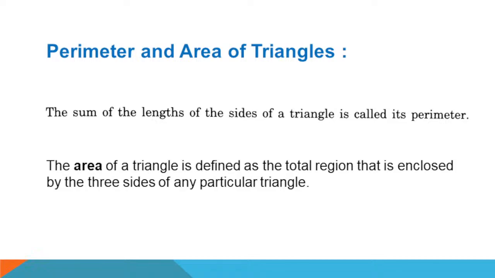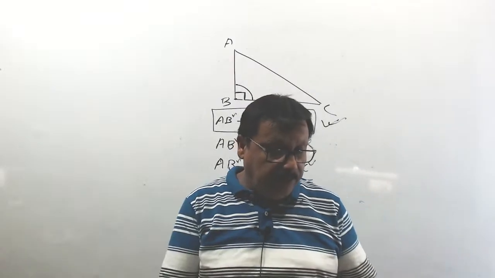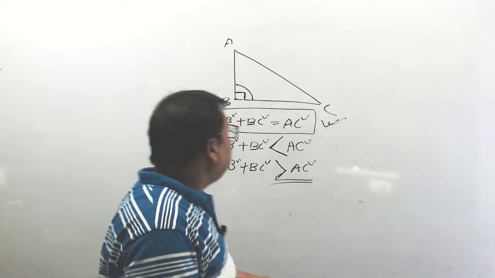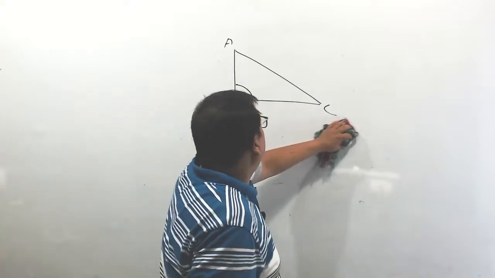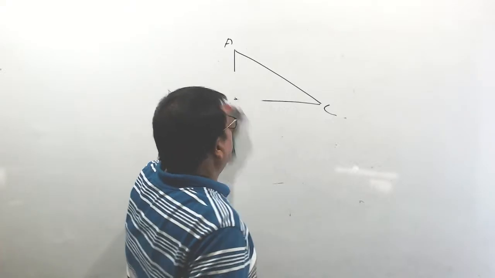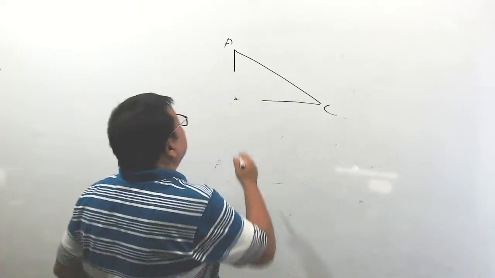Perimeter and area of a triangle. What are these actually? Perimeter and area. Consider this triangle, no problem. For any triangle, what is perimeter and what is area?